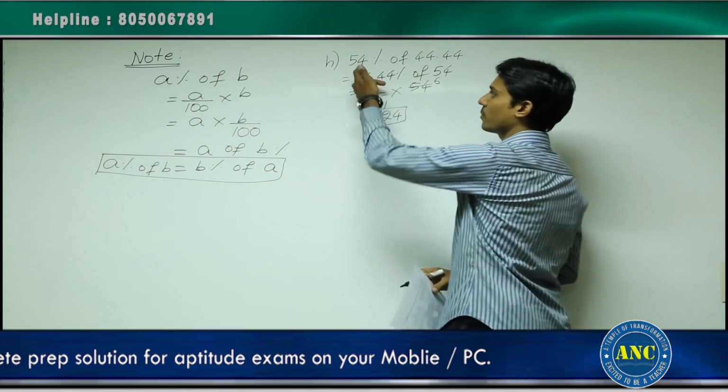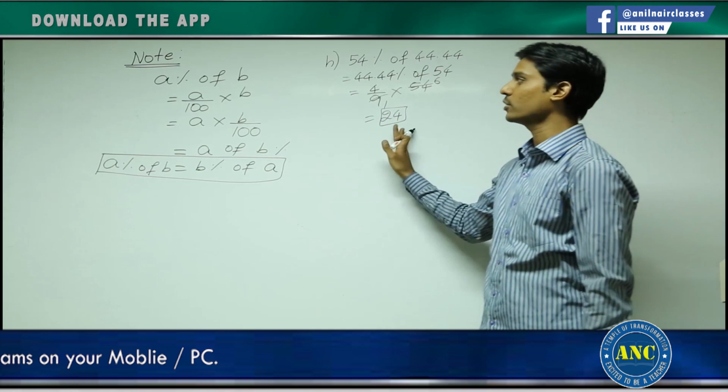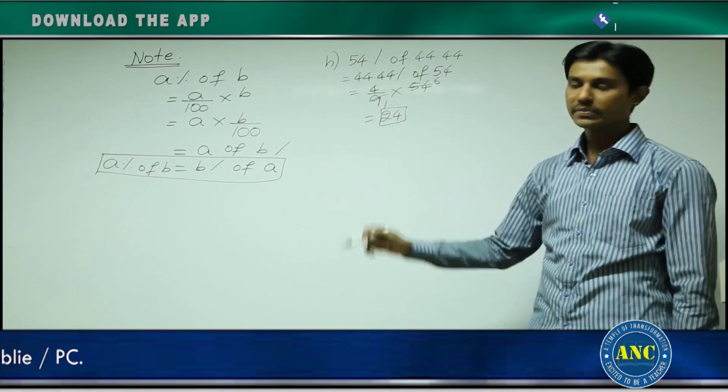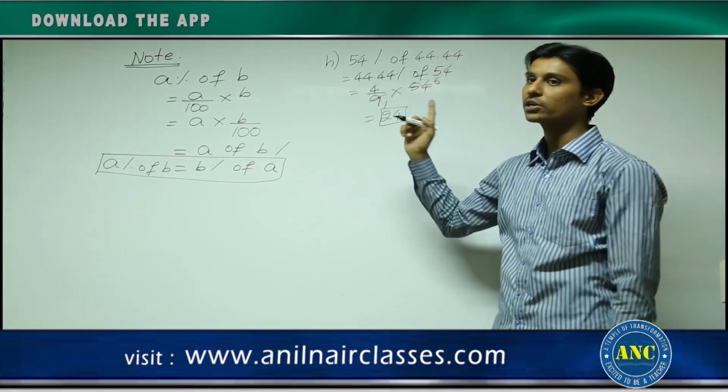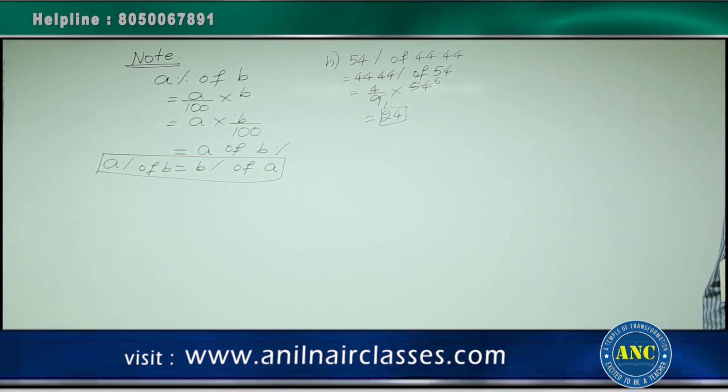You can solve 54 by 100 and then cancel it. All those things are there. But this is the easiest way to solve because it will give the answer in a lifetime. That is the reason fraction to percentages conversion should be known. Otherwise it becomes a very, very tedious process with respect to percentages problems. Clear, sir?